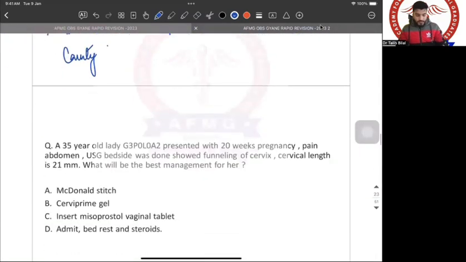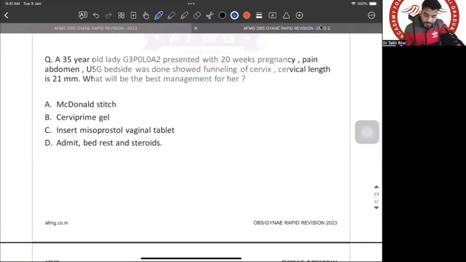Let's move to the next question. A 35-year-old Gravida 3 para 0 live 0 abortion 2 presented with 20 weeks pregnancy and pain abdomen. USG at the bedside was done showing the funneling of the cervix. Cervical length is 21 mm. What will be the best management for her?